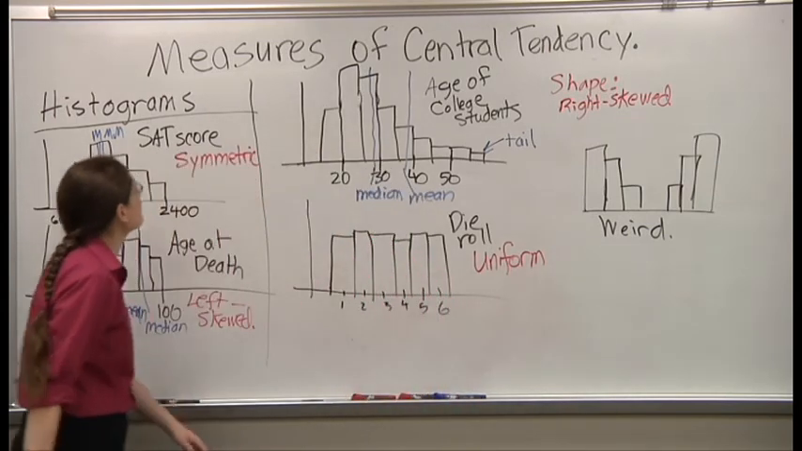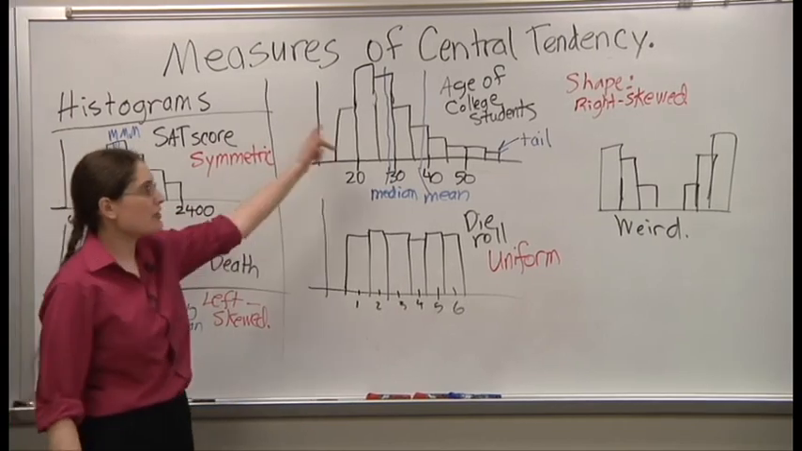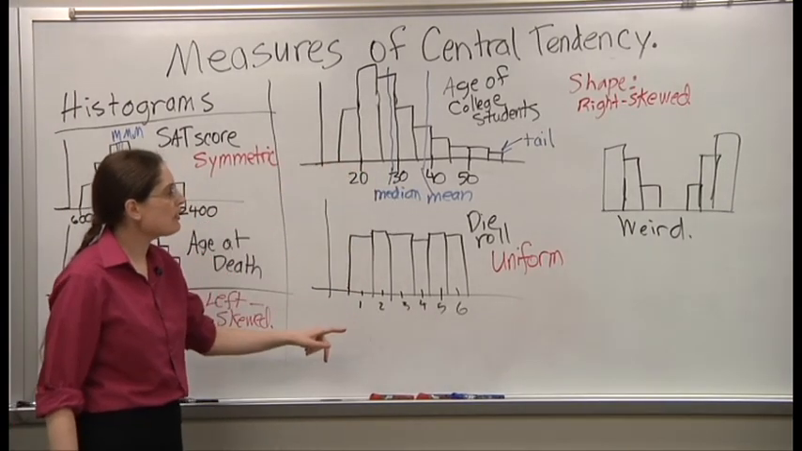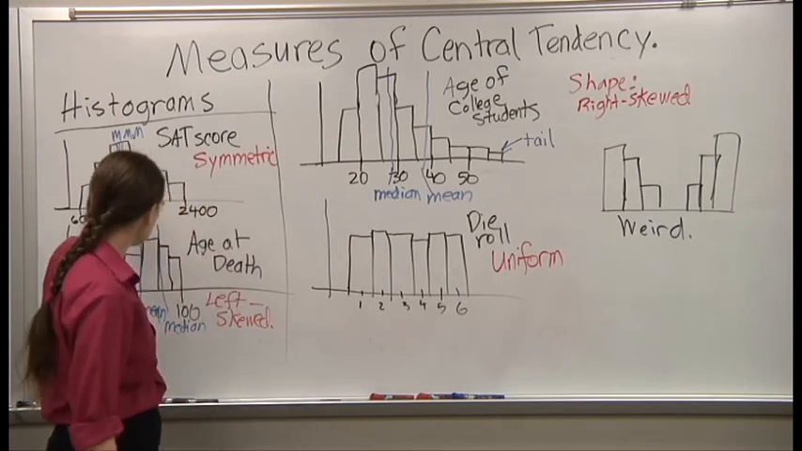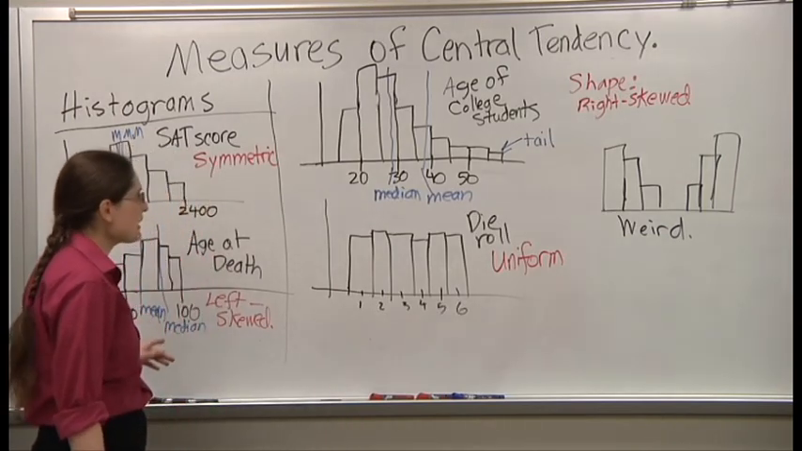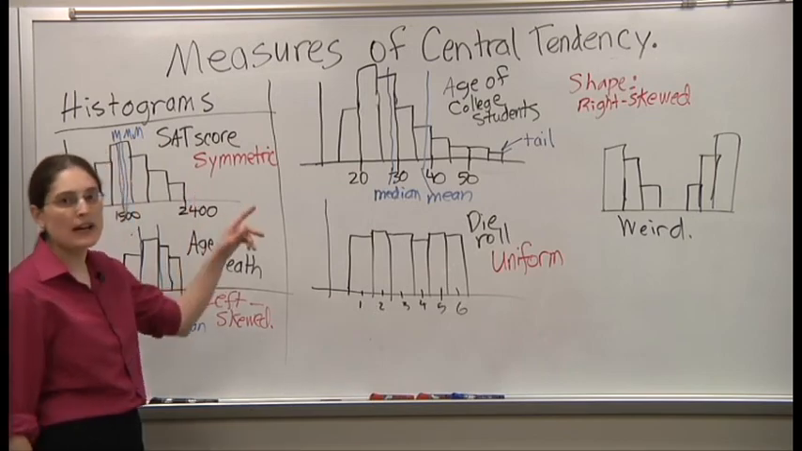So, these are histogram shapes and what it tells you about the median and the mean. When they're the same, it's symmetric. When they're separate, that tells you you have a skew.